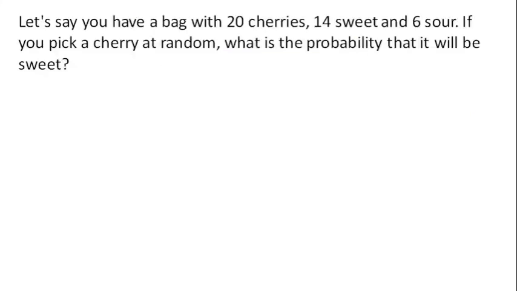So now let's continue talking about sort of basic probabilities. Let's say you have a bag with 20 cherries, 14 of which are sweet and 6 sour. If you pick a cherry at random, what's the probability it will be sweet? So again, out of all of the outcomes, how many ways can our event occur? In order to be sweet, there are 14 ways that we could end up with a sweet cherry, out of how many possible outcomes? Well, there are 20 possible cherries that we could have picked. So there's a 14 out of 20, or 7 out of 10, or if you wanted to, you could also say 70% chance or probability that our cherry will be sweet.